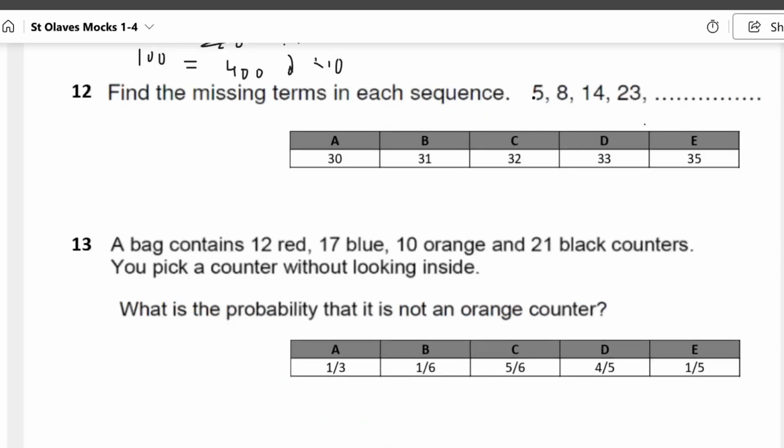From 5 to 8 for question 12, let's find the difference. We plus 3, we plus 6, we plus 9. I can see that our difference is going up in multiples of 3. So we're going to add 12 because it goes 3, 6, 9, 12. 12 plus 23 is going to be 35.